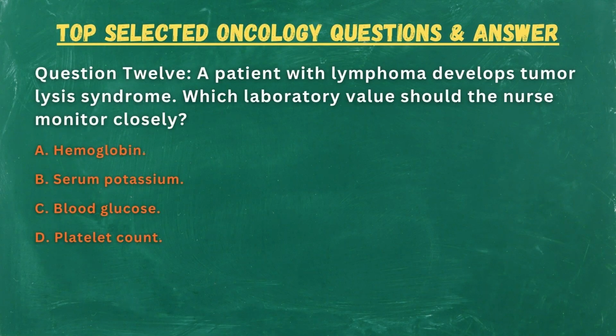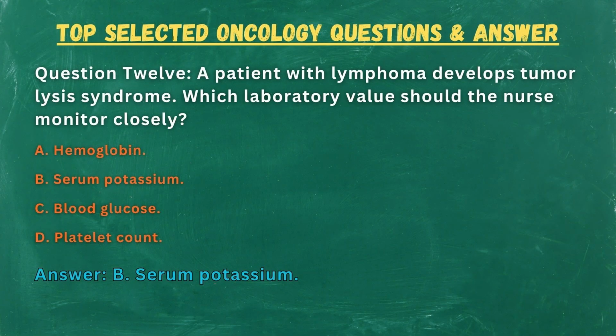Question 12. A patient with lymphoma develops tumor lysis syndrome. Which laboratory value should the nurse monitor closely? A. Hemoglobin. B. Serum potassium. C. Blood glucose. D. Platelet count.